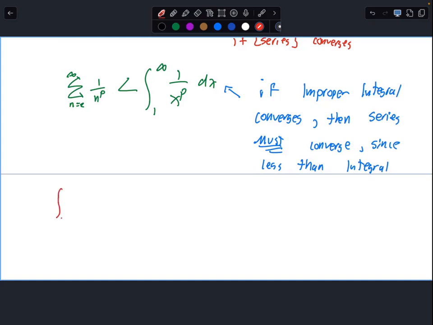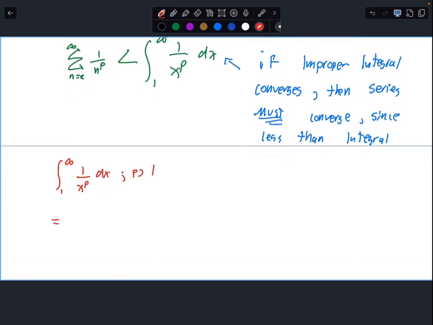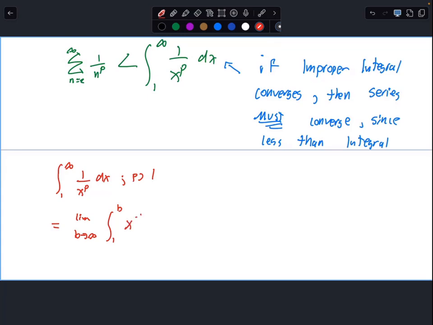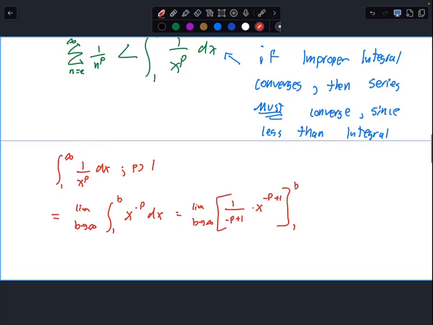So the integral from 1 to infinity of 1 over x to the p dx when p is greater than 1 is equal to the limit as b approaches infinity of the integral from 1 to b of x to the negative p dx, which is equal to the limit as b approaches infinity of 1 over negative p plus 1 times x to the negative p plus 1, evaluated from 1 to b, using our work from doing improper integrals. Following along?